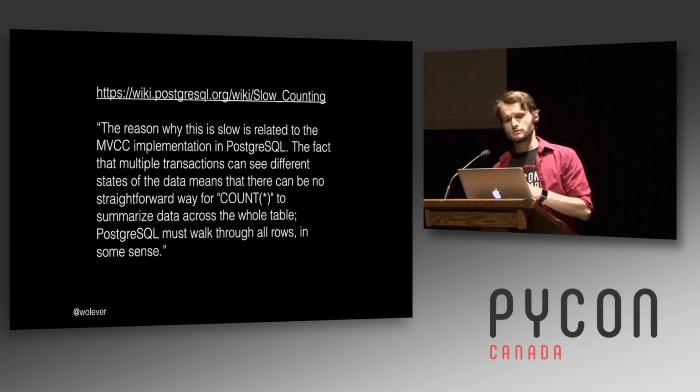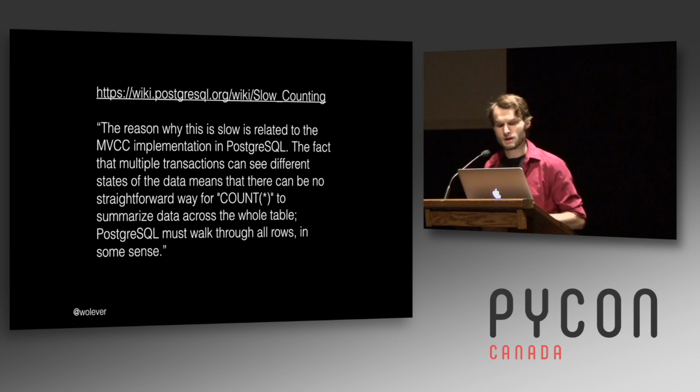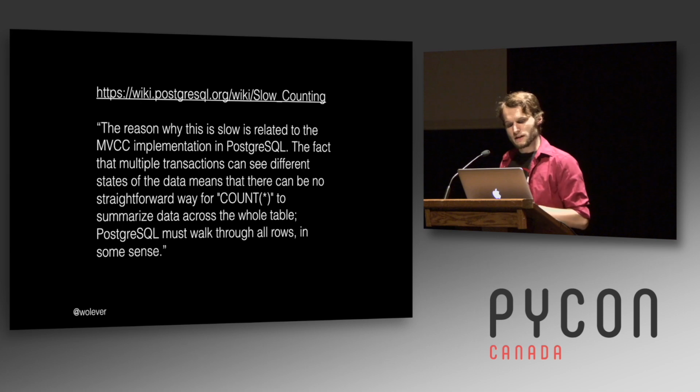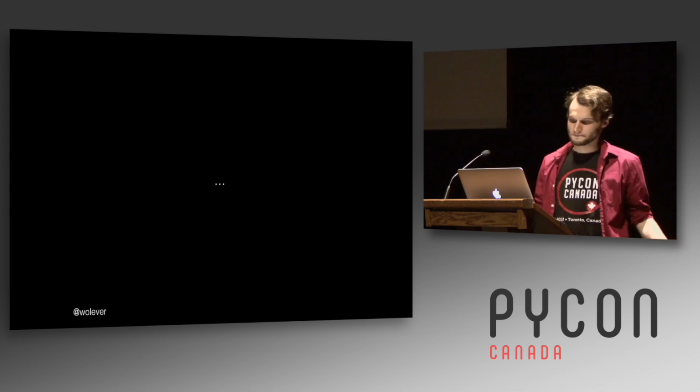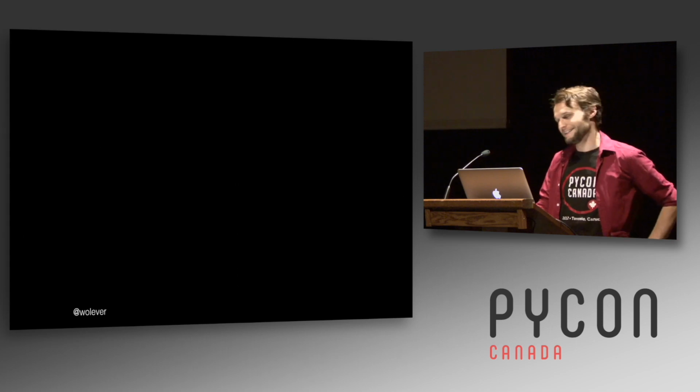You see, the reason this is slow is related to the MVCC implementation of PostgreSQL. The fact that multiple transactions can see different states of data means that there can be no straightforward way to count star to summarize the data across the whole table. Postgres must walk through all rows in some sense. Oh, well, there we go. I think that summarizes it. Not so much.